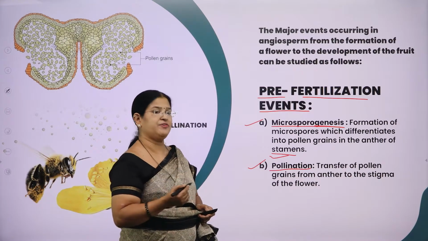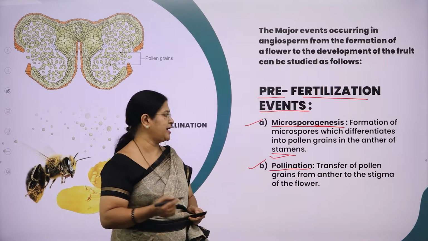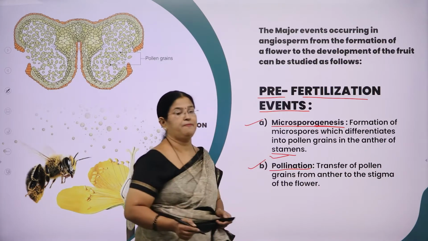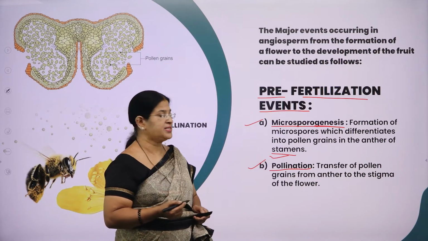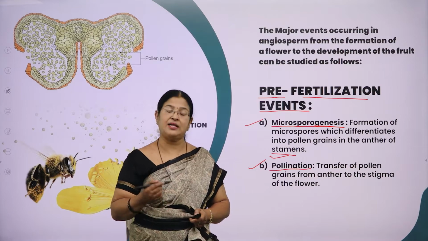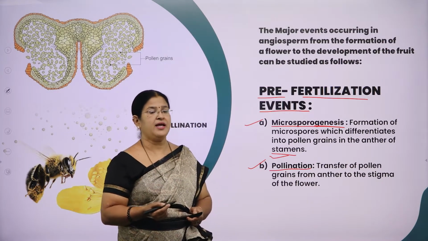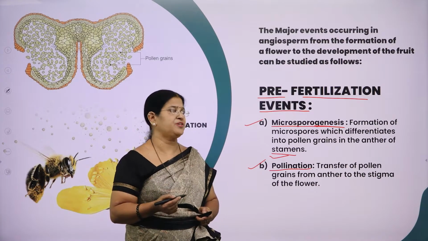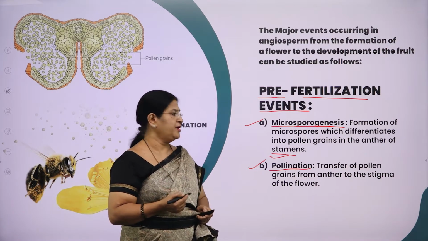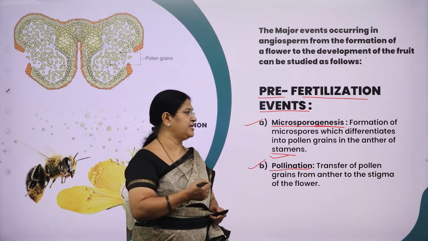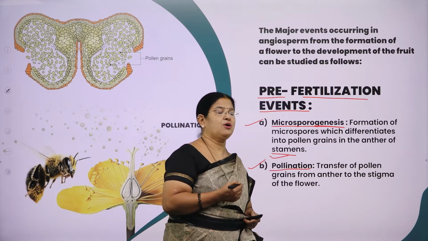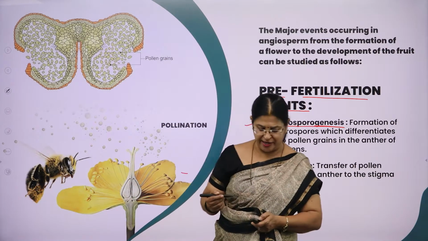And what is that event which brings about the two gametes together called? It is called pollination. So, what is pollination? Pollination is the transfer of pollen grains from the anther of a flower either to the stigma of the same flower or a different flower. And as we know, there are different agents which bring about the process of pollination, which we are going to study in the later sessions of this chapter called sexual reproduction in flowering plants.